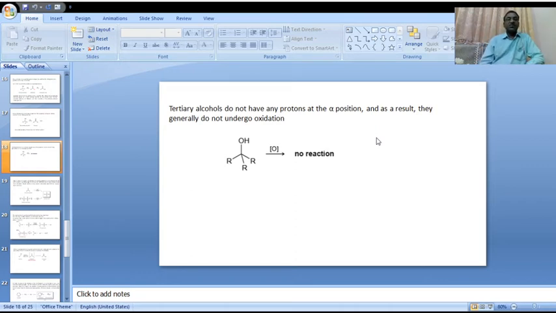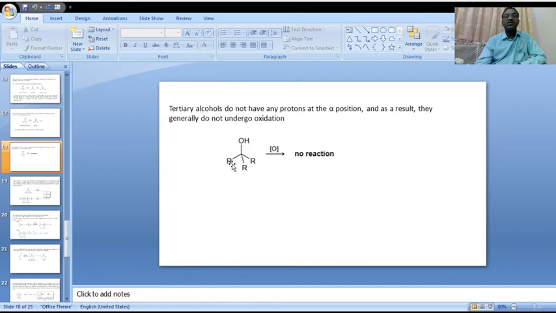Tertiary alcohols do not have any protons. Here please observe in the structure. On the alpha carbon, there are no protons. Is it clear? All the groups are alkyl groups.